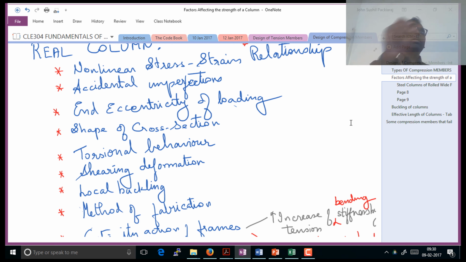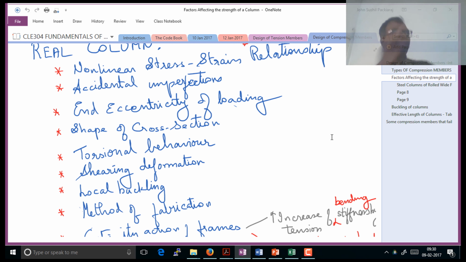Again, there are so many accidental imperfections. If you see how many times a column is lifted very carefully and kept, you'll find that they just dump it, they just carry it with the crane and drop it. So all this could cause imperfection. Again, loading is never through the CG. For example, we saw the crane girder. What is the chance that you are going to have concentric loading? It's not possible.